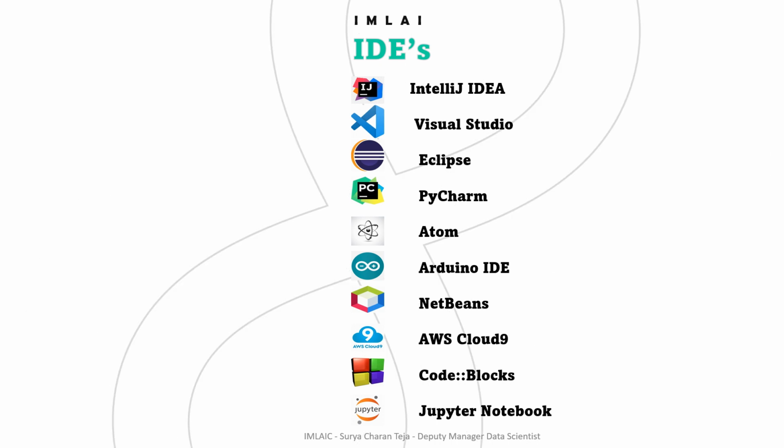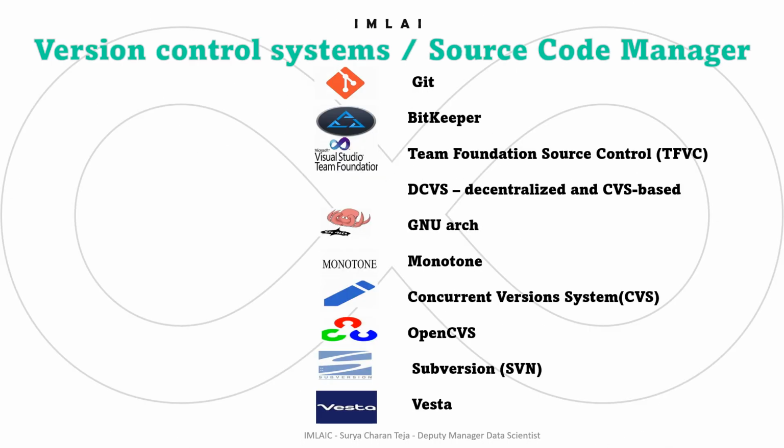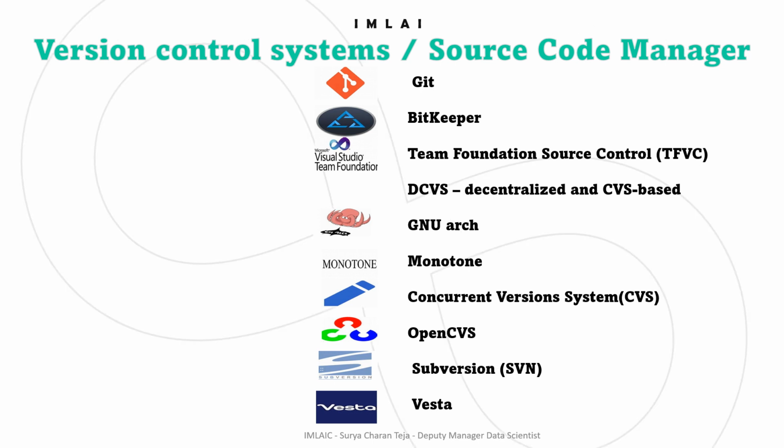So then we will move on to the other stuff. Once you develop your code, you have to push it to the version control systems or source code manager. Of course, you will push this into some GitHub. But before that, if you have to push this code or pull that code, to make these things possible, you need some source code manager or version control system. The famous tool is Git, and then BitKeeper is the one which is enterprise level.